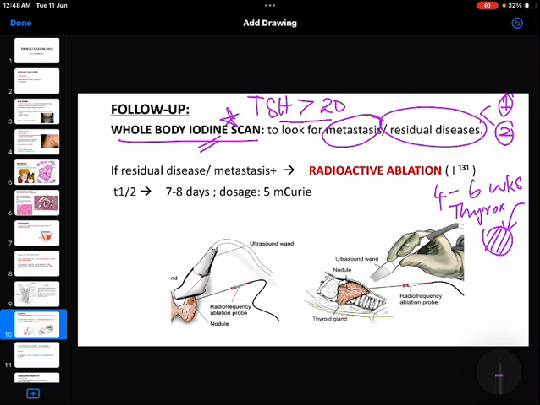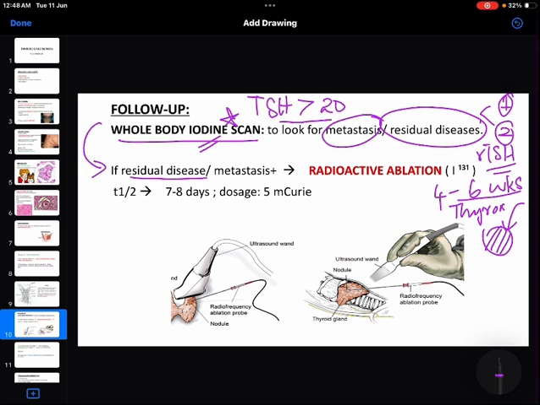The other method, which is now used, is recombinant thyroid stimulating hormone. We give the recombinant thyroid stimulating hormone from outside and make the level 20, and we perform the scan. This can be done immediately. But for the traditional method, we have to wait for 4 to 6 weeks and then we perform the whole body iodine scan. After performing the scan, there are two possibilities.